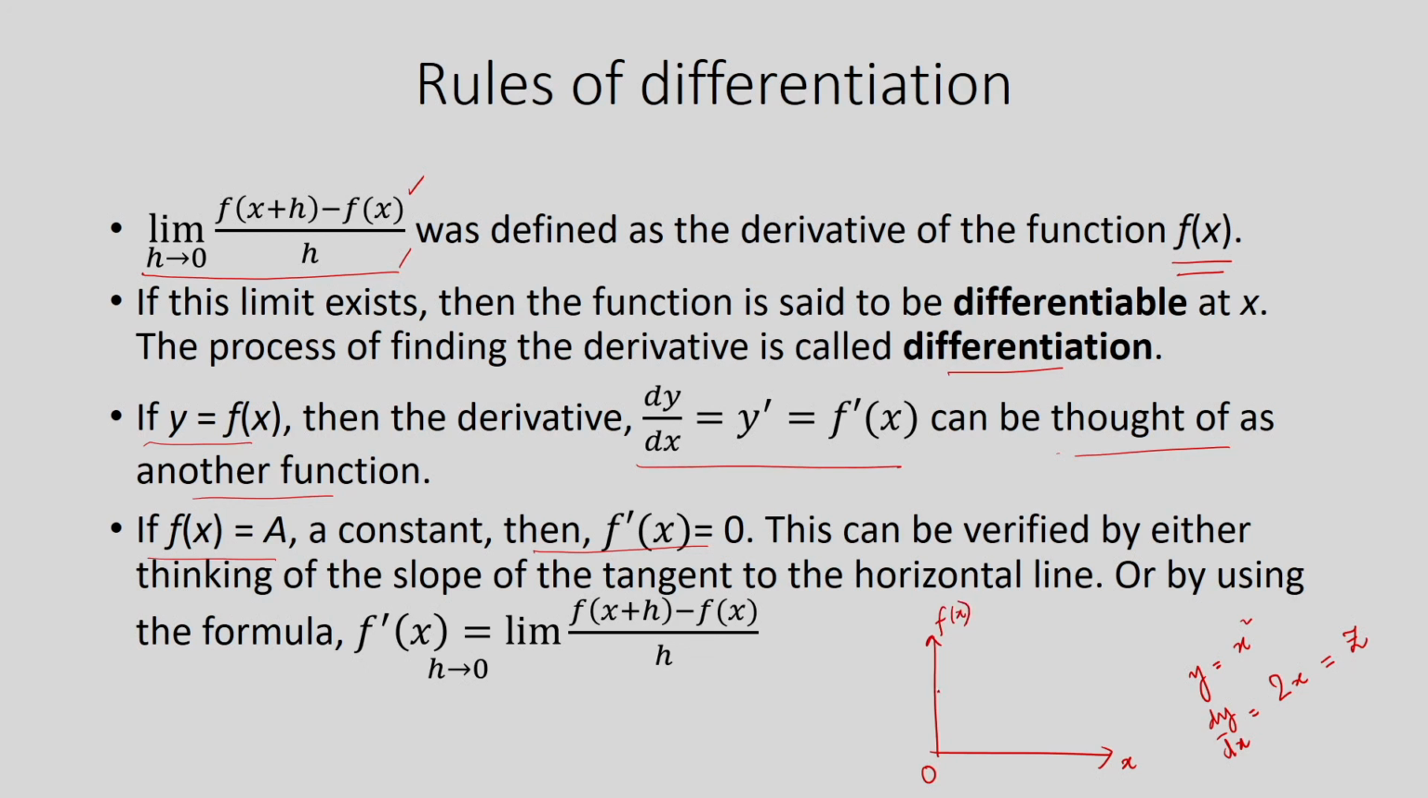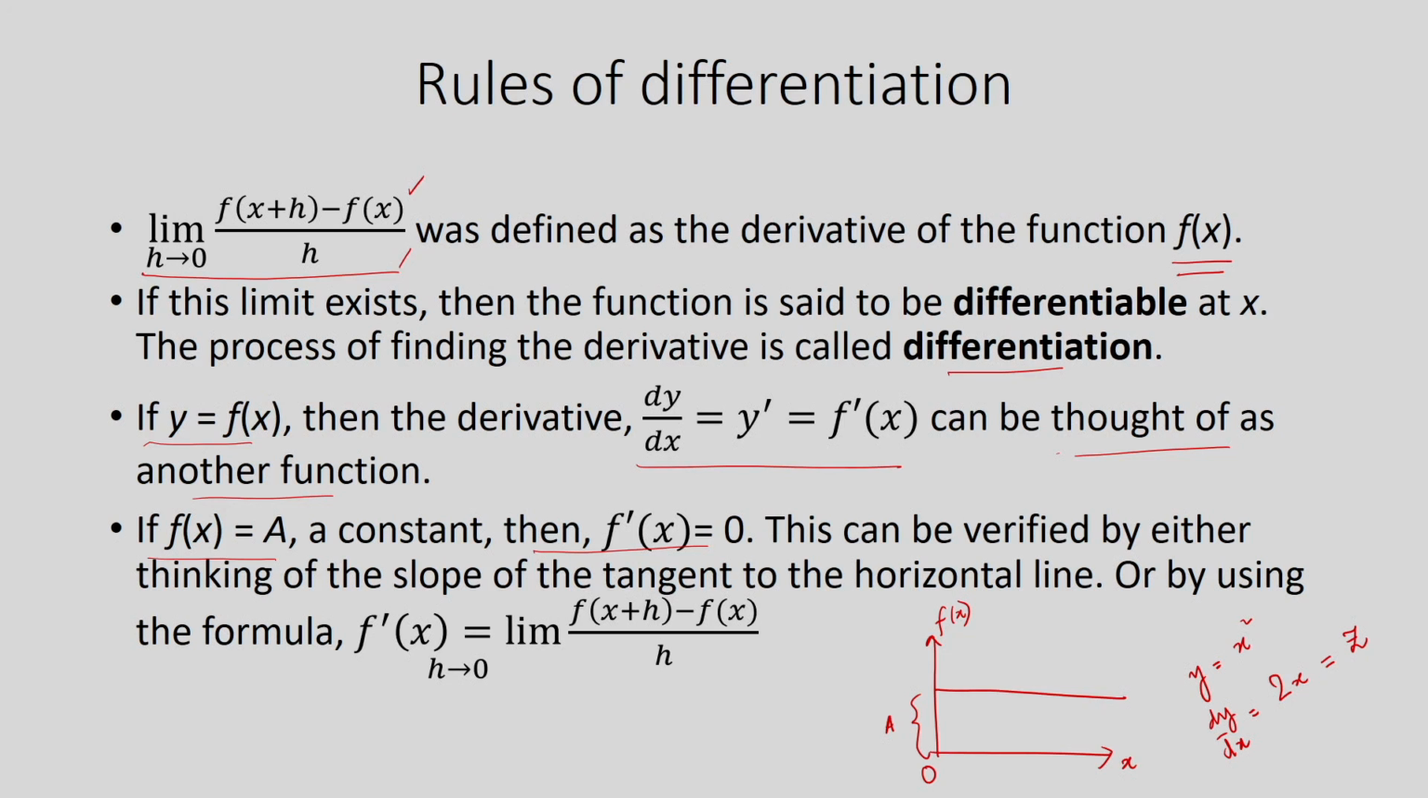So, here f(x) is what? f(x) is A. This value is A, capital A. Now, as we know, the geometric interpretation of the derivative of a function is that it is the slope of the tangent to the graph of the function. Now, if you have a horizontal line, then the line itself is horizontal, so its slope is 0. So, therefore, the derivative is also going to be 0. So, that is one way to think about it.